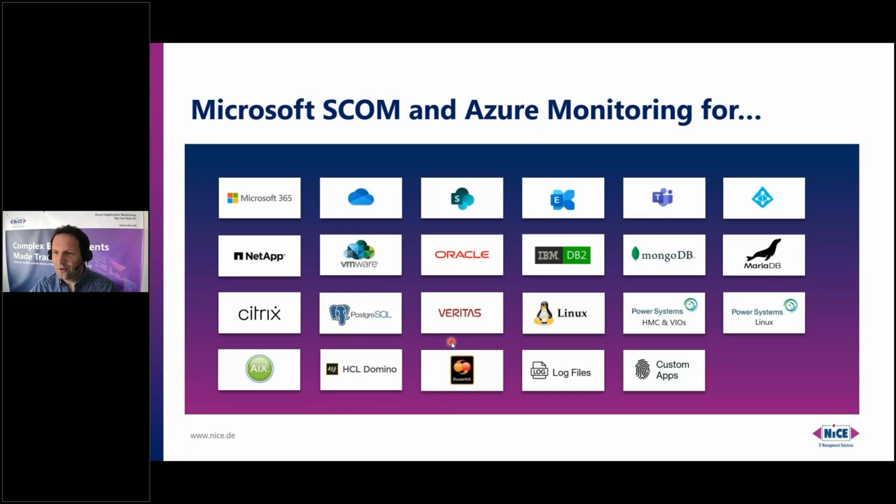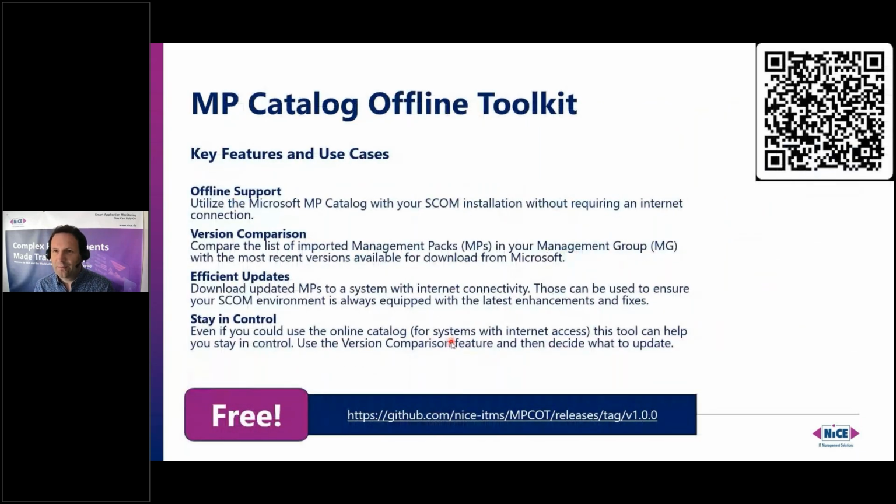With that, I'd like to go over to our actual topic today: the management pack catalog offline toolkit. We put the QR code here so you can scan it if you like. It takes you to a GitHub site right away. There is also the link in the chat, where you can open the download page. I will also follow that in a moment in the live demonstration.